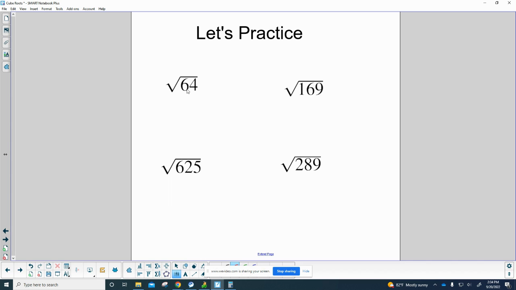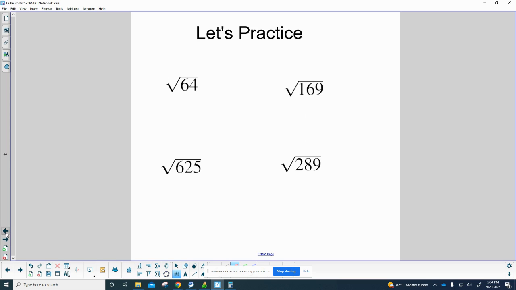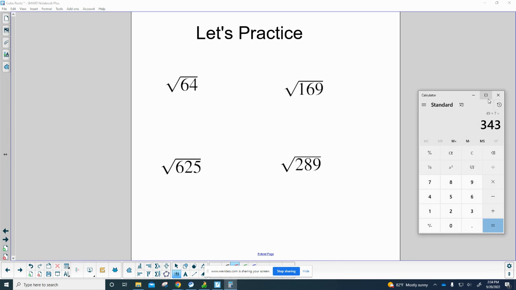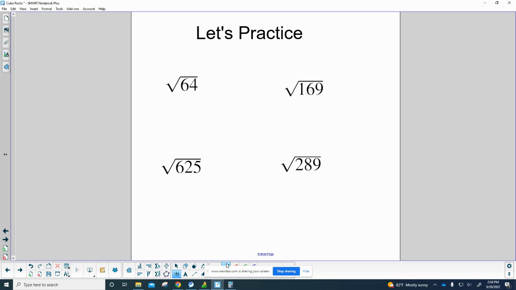Let's practice a few. So if we do the square root of 64, now every calculator is a little bit different. Okay, I don't have a picture of my calculator, but I've got this one. And this one's a little different than some of the ones that you might be using, but I can still do the square root of 64. So I do 64, and then I hit my square root symbol, and it tells me that that's 8. So the square root of 64 is 8.